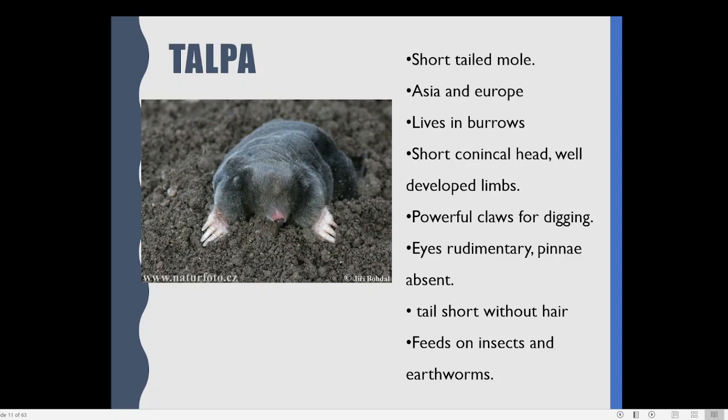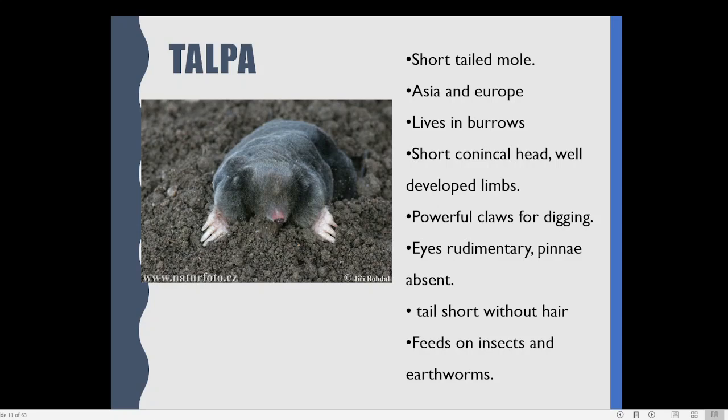See, so here also you can see that these are the different images of talpa. It's a very small tail, that is why it is a short-tailed mole. These are the general features of the talpa. Here also you can see that. So it is also a short-tailed mole.